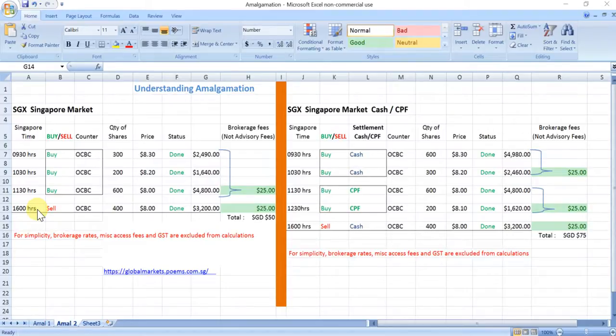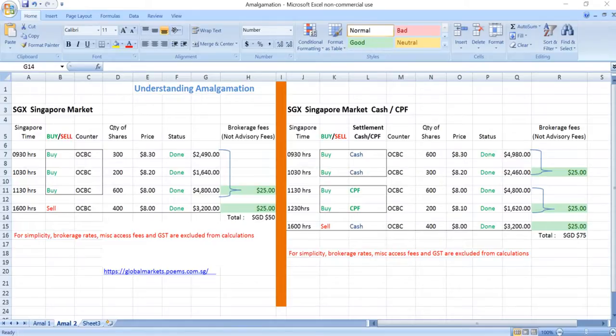The brokerage fees in this instance: there were 3 buy trades of OCBC and 1 sell trade. So these 3 buy trades are summed up and calculated as 1 trade to derive the brokerage fees. And as for the 1 sell trade, the brokerage fee is also calculated as 1. So in this instance, the brokerage fee worked out to be about 50 Singapore dollars.